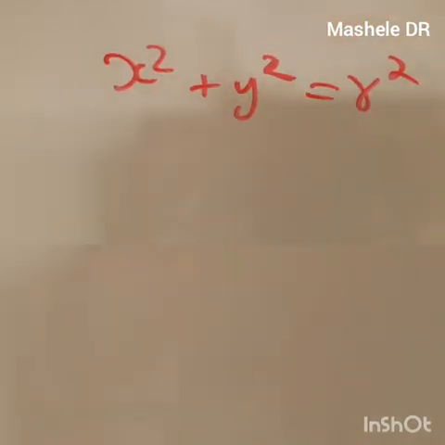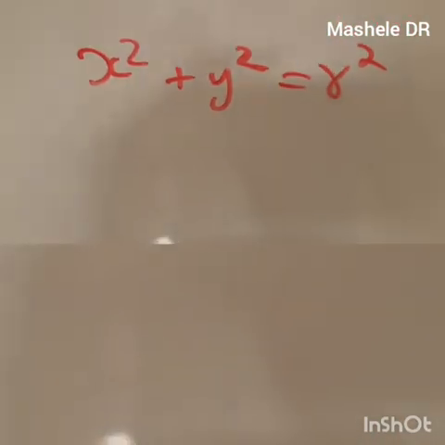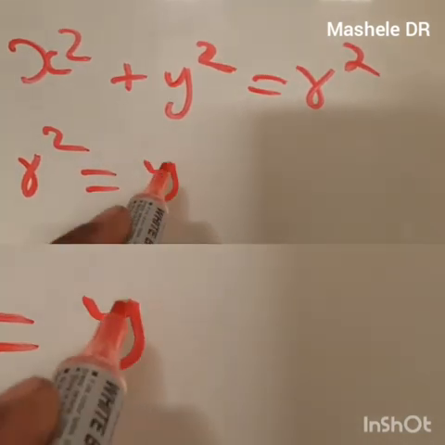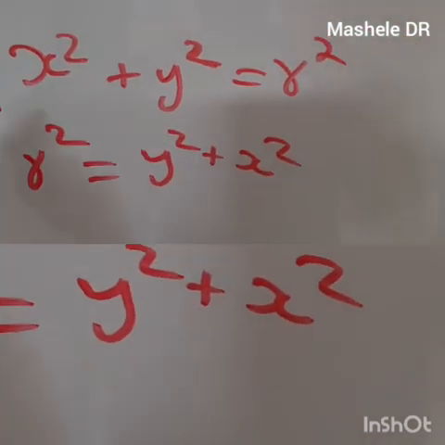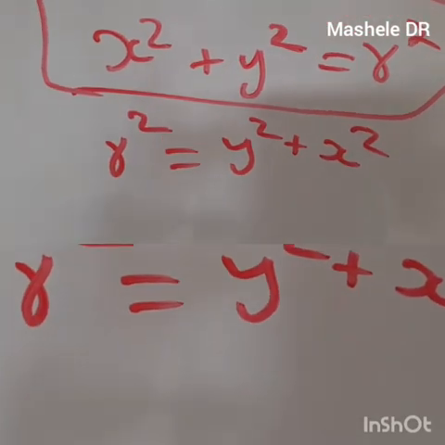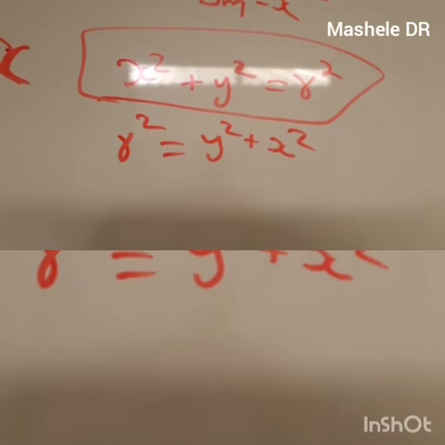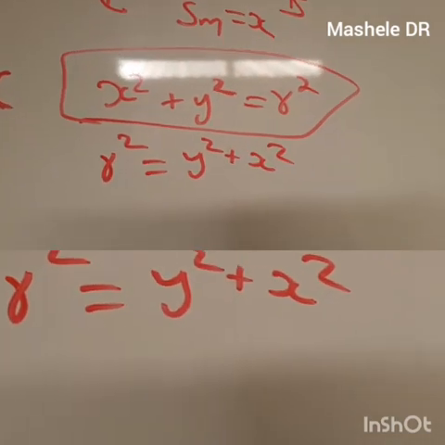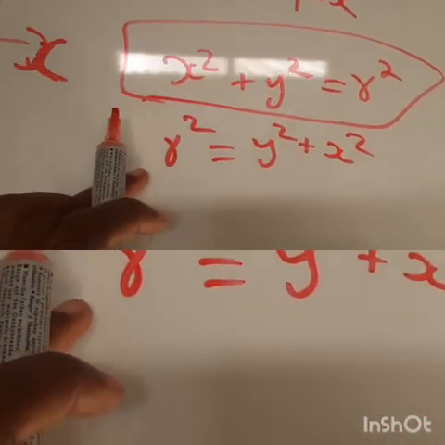Now you look at the formula. It says x squared plus y squared equals r squared according to the definition of Pythagoras. But you can also write this as r squared equals y squared plus x squared. It actually doesn't matter. This is according to the definition, but these two things actually mean the same thing. Okay, now in order to solve this triangle, let's stick to this formula.